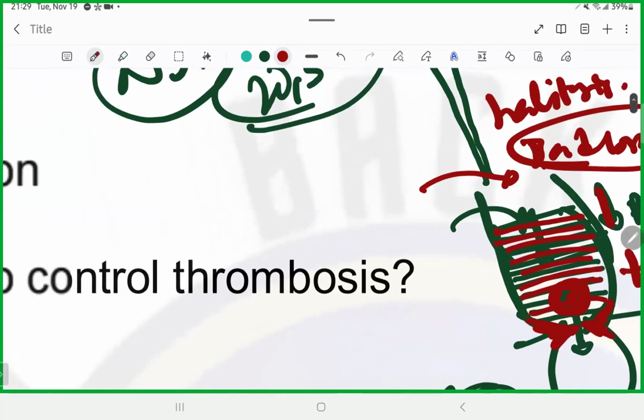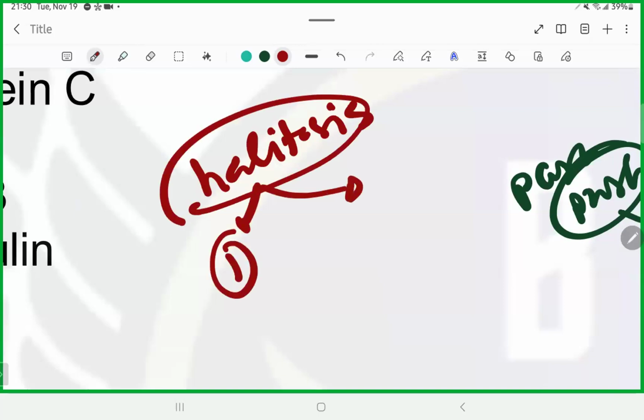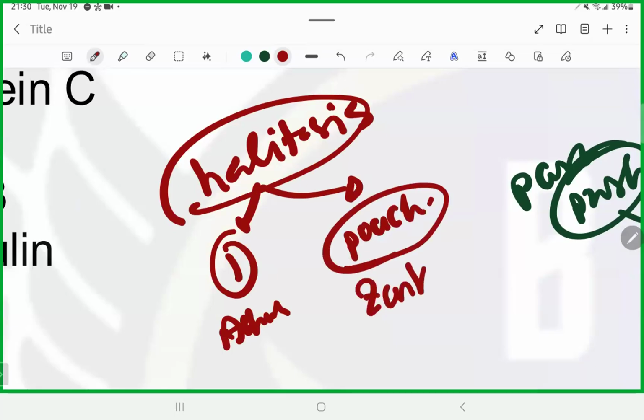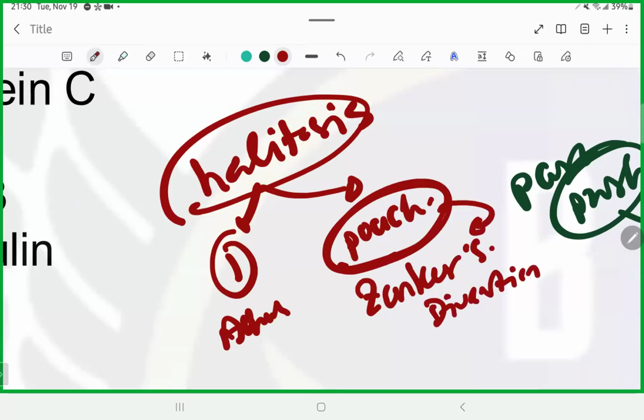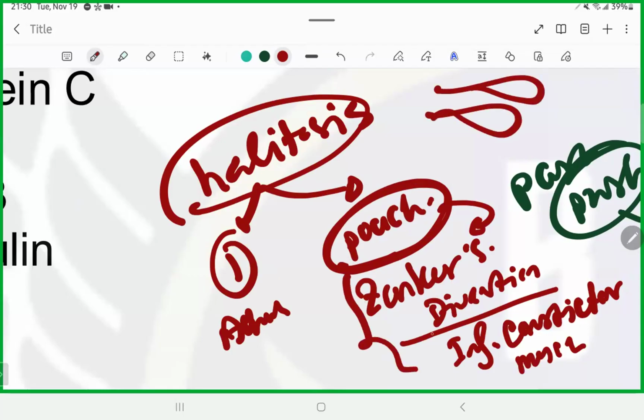You will get halitosis in only two cases. In MRCS part A, it will be either achalasia or a pharyngeal pouch, or Zenker's diverticulum. What is a Zenker's diverticulum? It's a kind of pharyngeal pouch between your inferior pharyngeal constrictor muscles. We can have a pouch between a lot of muscles. When it happens between the inferior pharyngeal constrictors, we call it a Zenker's diverticulum.